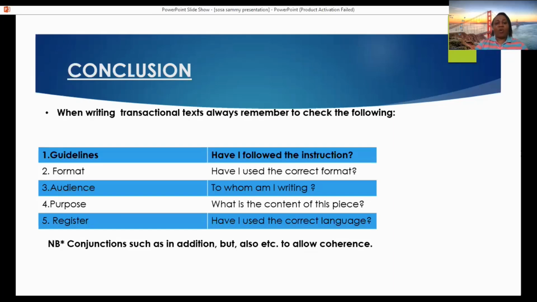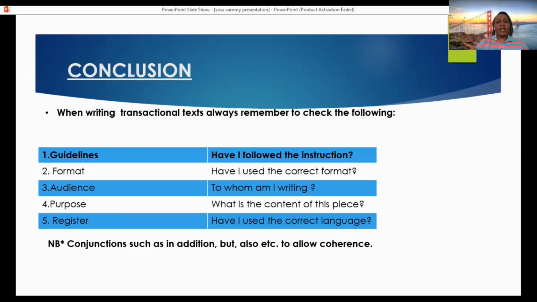Check the guidelines or your instructions carefully. Format. Have I used the correct format? Acquaint yourself with your formats and use them appropriately. The audience. Check, to whom am I writing? If you are to write to a friend, you cannot write to a brother. That also will defeat the purpose of this text. Write to the correct person.